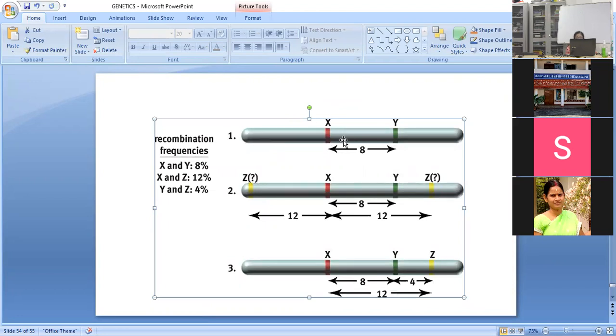Okay, suppose X and Y, we have 8%. X and Z is 12%. So I'll place my X and Z over here.